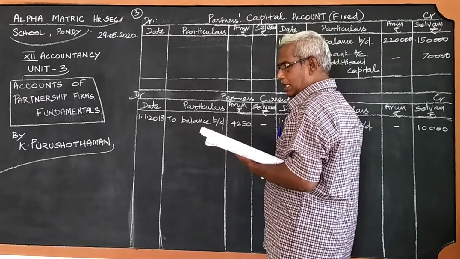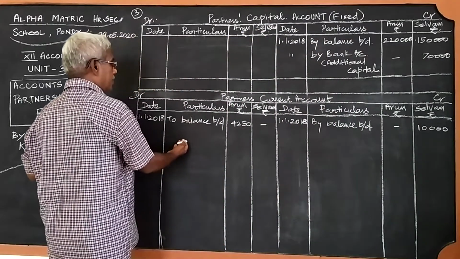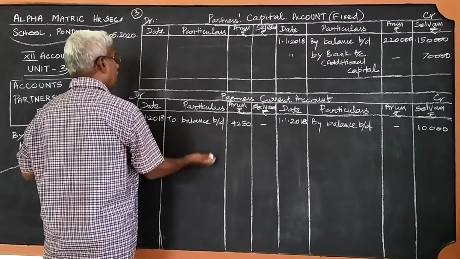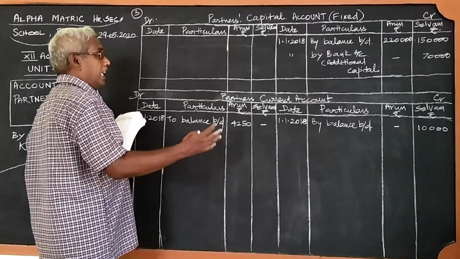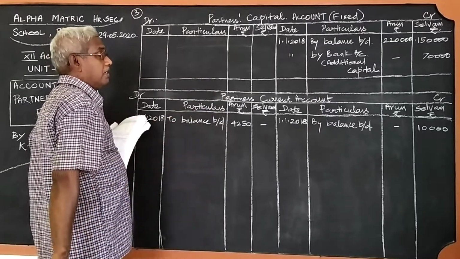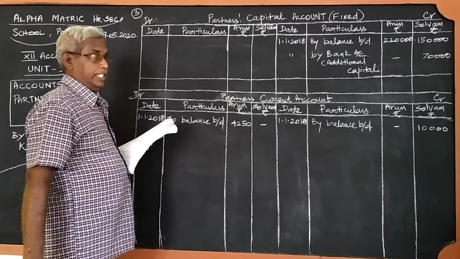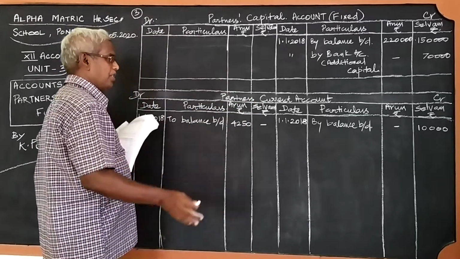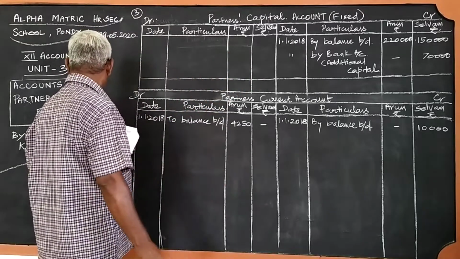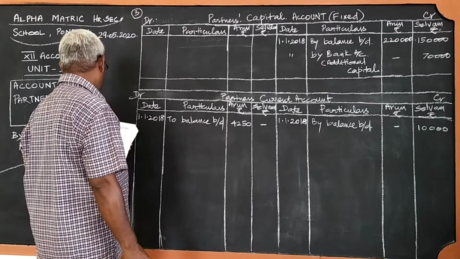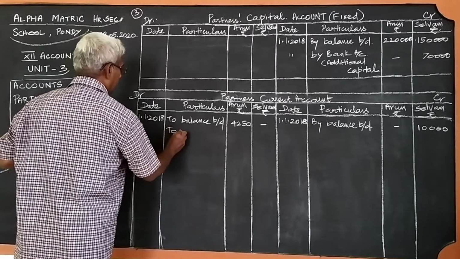Then the next one, withdrew for personal use, that is drawings. Drawings and the interest on drawings will appear on the debit side because they reduce his capital, like balance or loss. Whereas the interest on capital will be on the credit side. Salary, commission, all these items are income, so we should write them on the credit side.